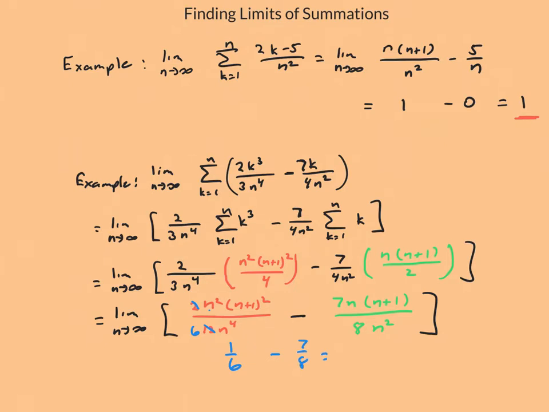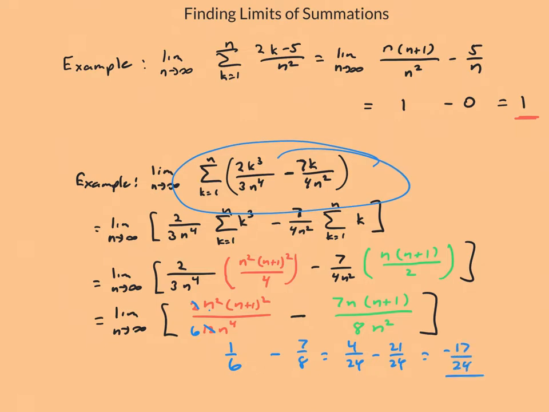So if I want to actually evaluate this, I have to get a common denominator. This would be 1/6, and the least common denominator would be 24. So that would be 4 over 24 minus 21 over 24. So this whole expression, that limit as n goes to infinity, will come out to be negative 17 over 24. That would be my final answer on that one.